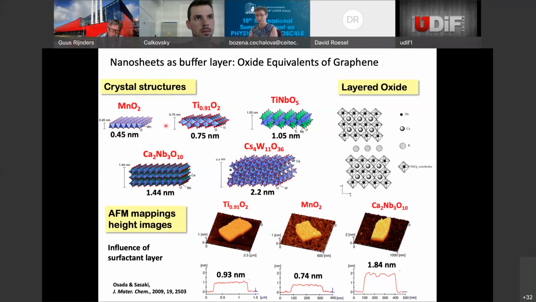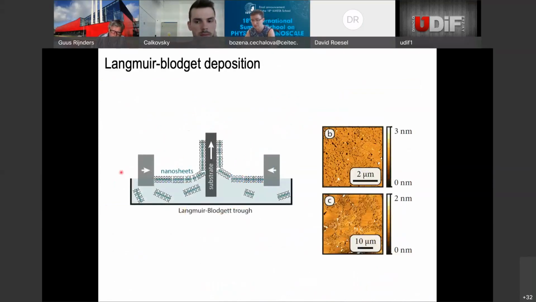We can make manganese oxide, titanium oxide, calcium niobates. So you can actually make these flakes of such materials, and you can see it over here. These are atomic force height maps of titanium oxide, manganese oxide, and calcium niobate, and you can clearly see the thickness of these individual nanosheets. The good thing is, of course, that these are very thin sheets and they are very crystalline. There are ways, with Langmuir-Blodgett type of tricks, to make them float on top of a liquid. And by compressing these nanosheets to a dense layer, you can then use this Langmuir-Blodgett type of deposition.